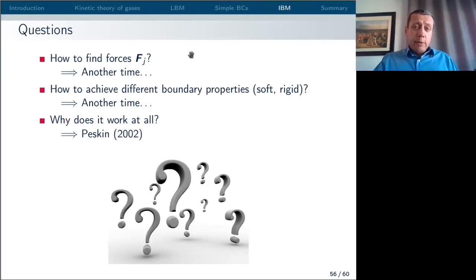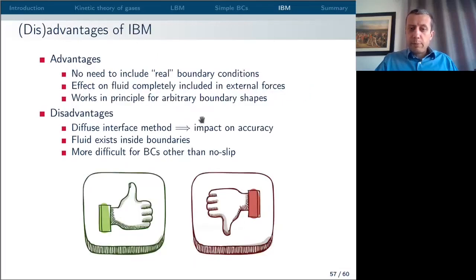Now, there are a number of open questions, and I cannot cover everything in this lecture. The most important one is how to find the forces on the Lagrangian mesh, and I told you these forces determine whether you have a rigid object that is stationary, a rigid object that is moving, or maybe a soft object that is moving. And this is how you actually achieve different boundary properties. If you want to know why the immersed boundary method, which is not really a boundary condition but only mimicking one, actually works, go to the Peskin paper from 2002. It's well explained in that paper.